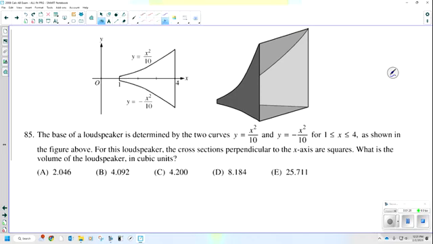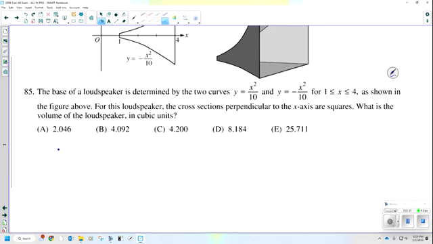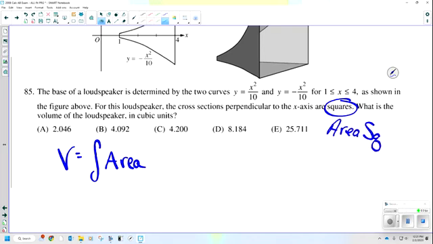Anytime they ask us for volume, we know we need to integrate the area. So the area of what? Well, it's a good thing they told us they're squares. The area of a square, in case you forgot, is side squared. So I just need to figure out what my side is. What's that s value?